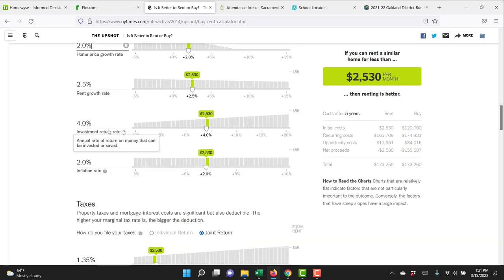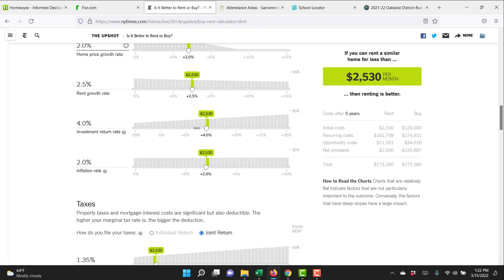Okay, this is an important one too. And you can see that it will also move the equation quite a bit. This is the amount that you expect to earn on your money. Because remember, when you're investing in the house, you could have used the down payment to put in the stock market or some other investment. So there's an opportunity cost. And what that opportunity cost is, is this investment return rate.